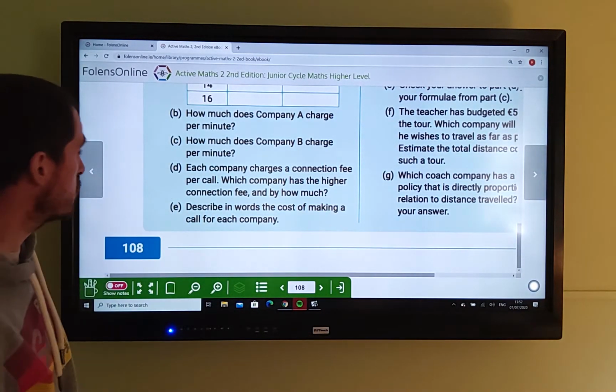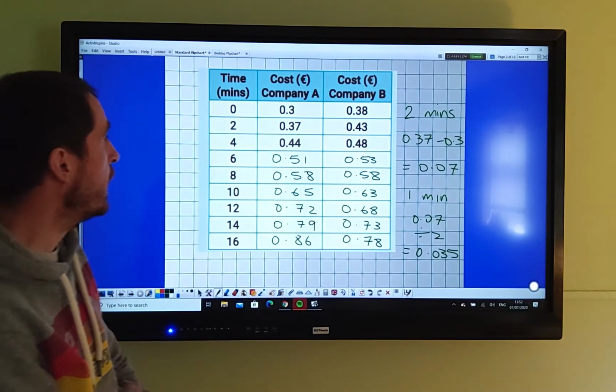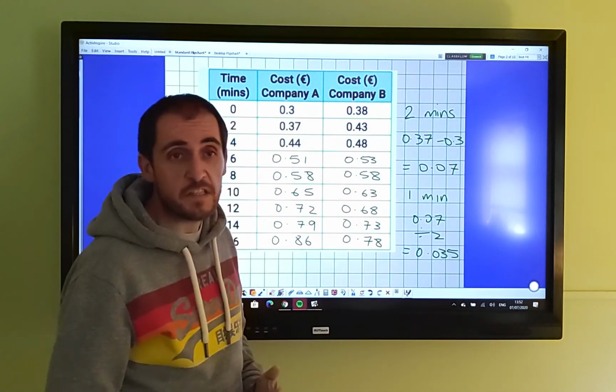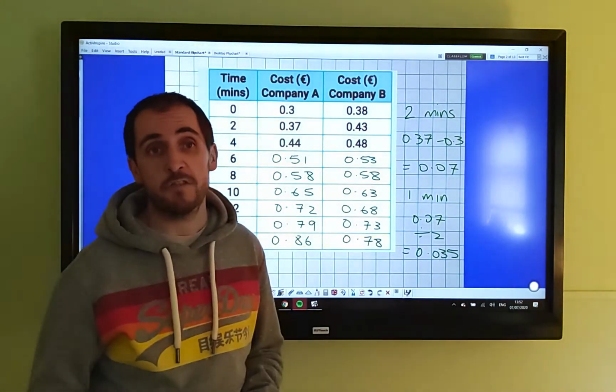Describe in words the cost of making a call for each company. So the cost of making a call for company A is 30 cents as a standard charge, and then for every minute thereafter, it's 3.5 cents.